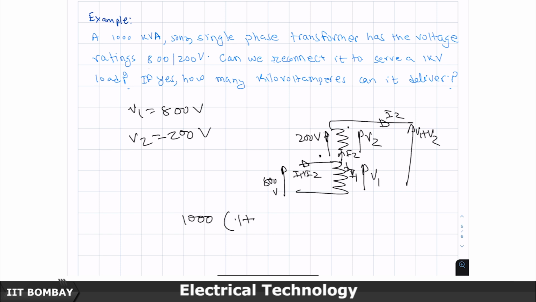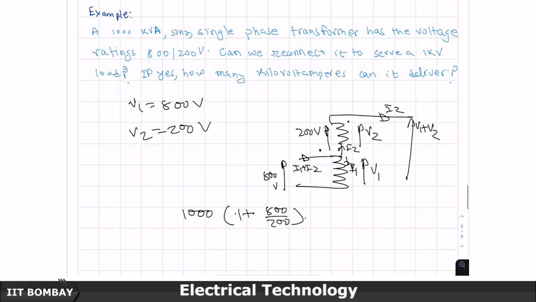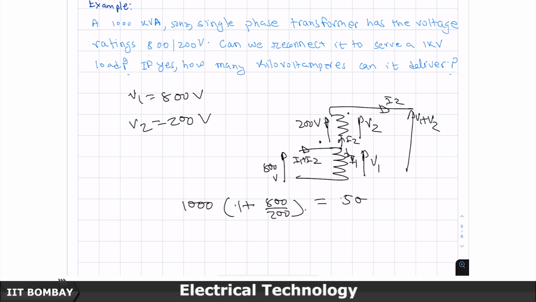1000 kVA into 1 plus N 1 by N 2. So, 800 by 200, which is equal to 5000 kVA. So, this is the output of the auto transformer. Can you see, a 1000 kVA device is now delivering 5000 kVA, it is almost like a magic. I did not do anything to the device, it is just the same device, it is the magic of interconnecting the primary and the secondary properly in series. That is why I like this device.